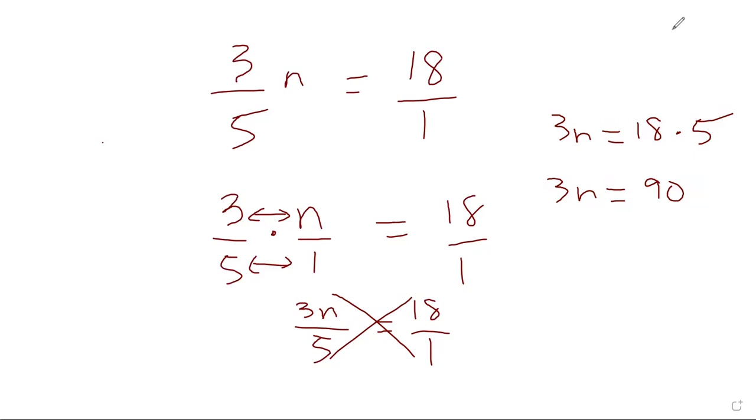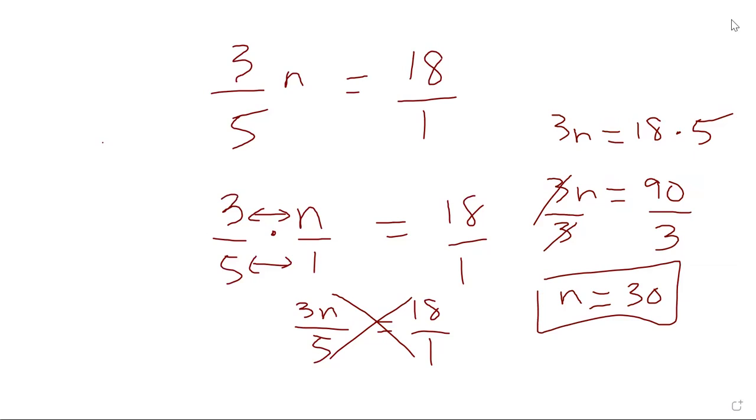And then you have to divide both sides by 3. So 3 will cancel 3. n equals 90 divided by 3, which is 30. So n becomes 30. Our n is 30, okay? Another one, let's try another one.